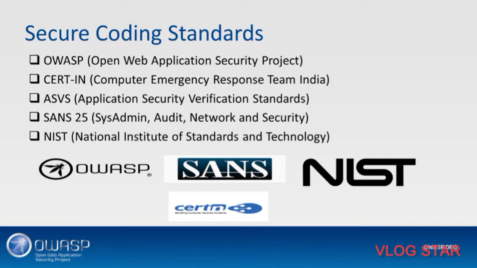ASVS has a total of 286 controls and 14 verification topics. ASVS has 3 levels. Level 1 includes 131 controls. Level 2 includes 132 controls. Level 2 again has 2 subparts, OS assistant and HSM, which have a total of 4 controls, and level 3 has 19 controls. So when I say level 1, level 2, level 3, these are the levels at which we can implement these controls as per the application complexity.